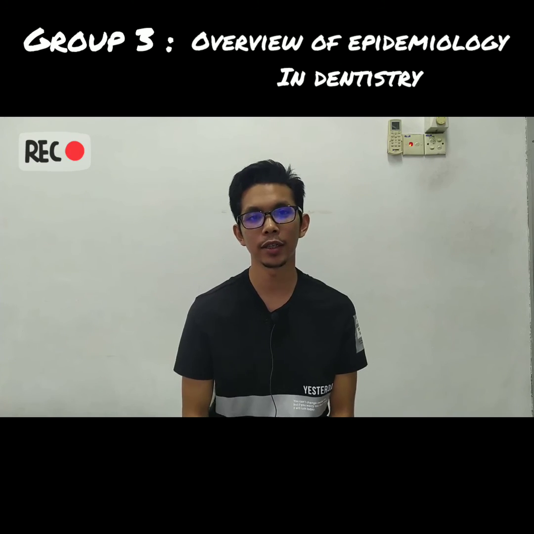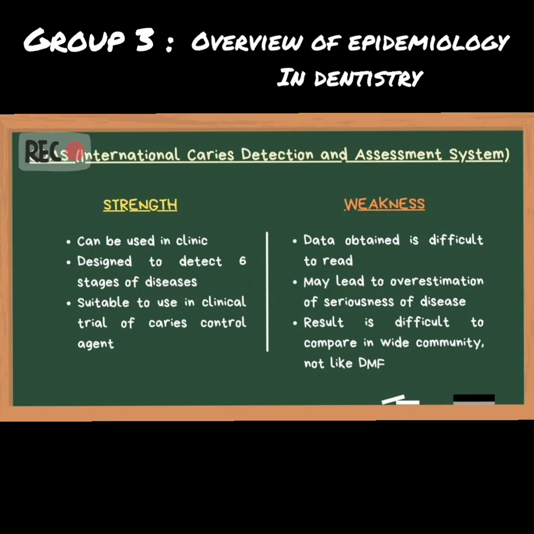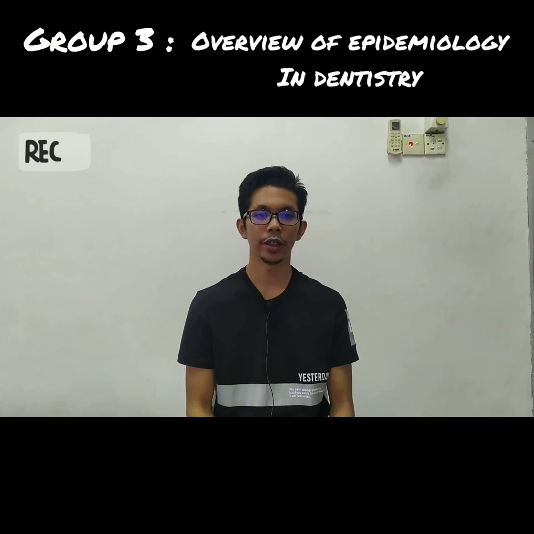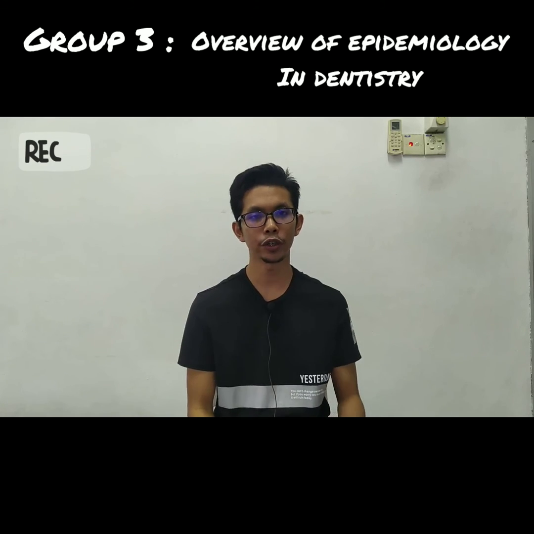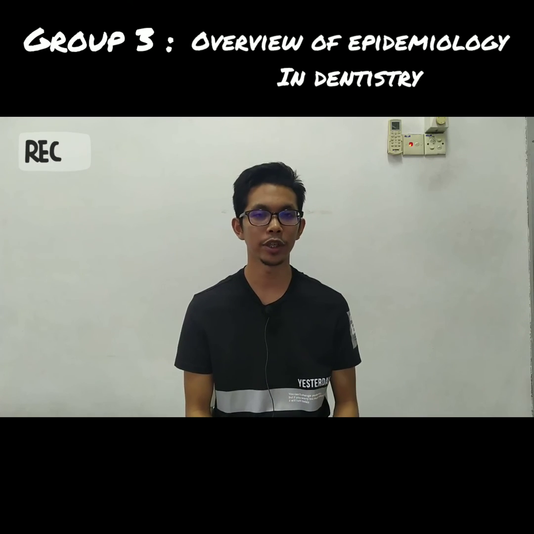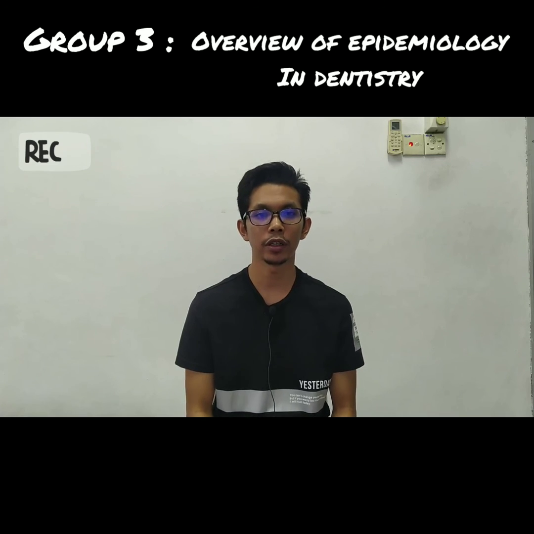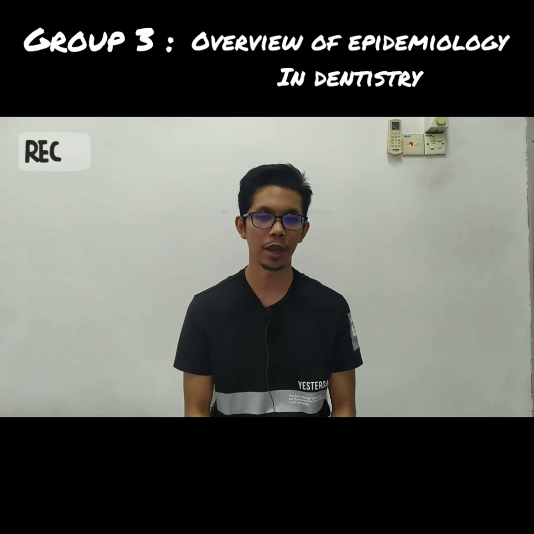So ICDAS also has strengths and limitations. For strengths, it is easy to use in clinic. It is designed for 6 stages of caries lesion. It is also suitable for clinical trials of caries control agents. For limitations, it is difficult to read. It also can lead to overestimation of the seriousness of the lesion. The results are also difficult to compare in the community, not like the DMF.